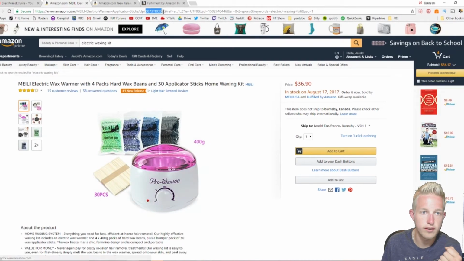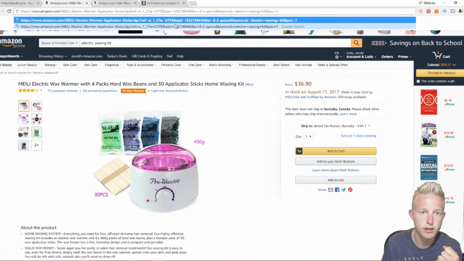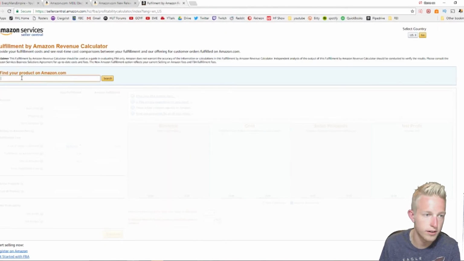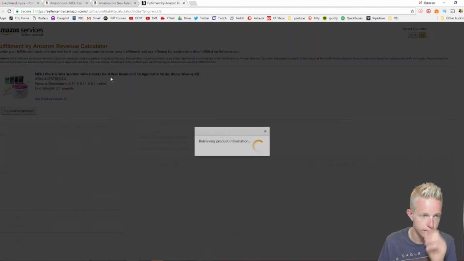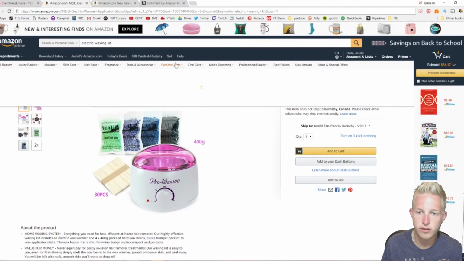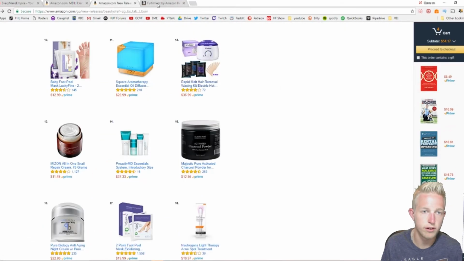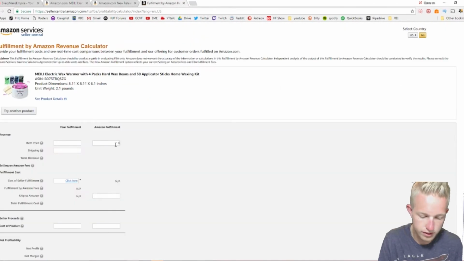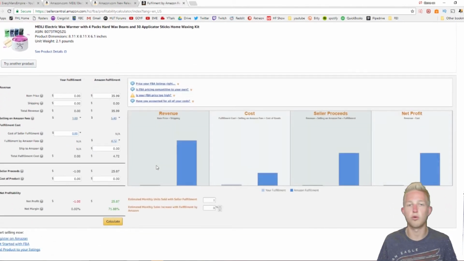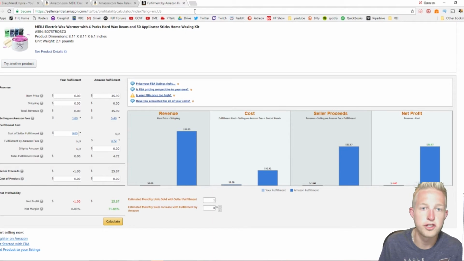Grab the ASIN off of this one. Get rid of that. Paste that one in here and there we go. So perfect. The price point on this one was around $36. So let's say $35.99 for all I care. All right, calculate that. So we're at about $26 profit margin at this time.